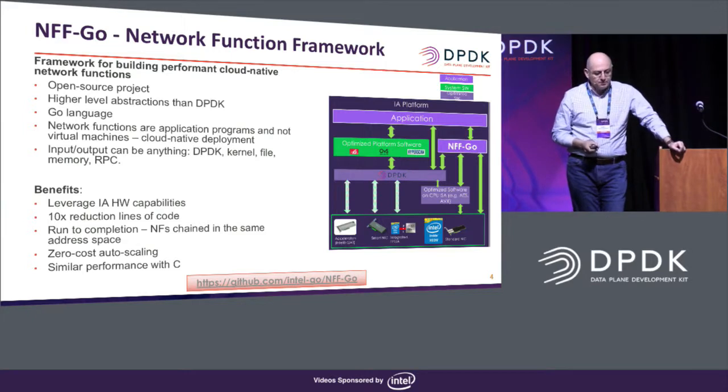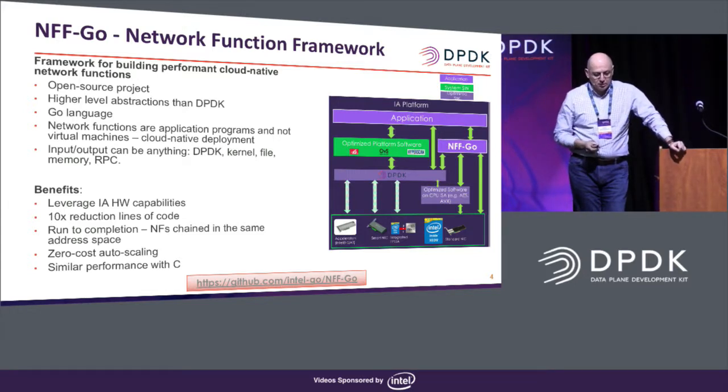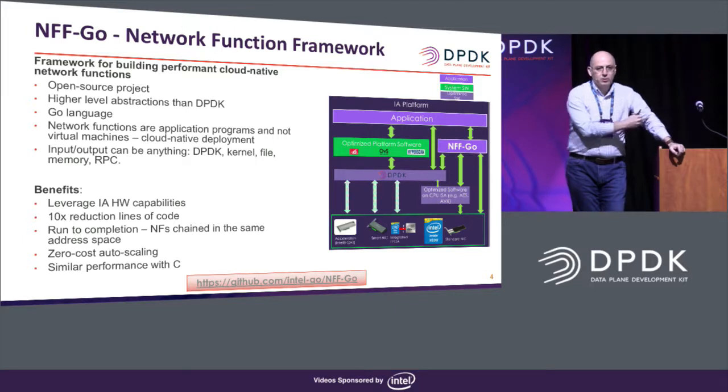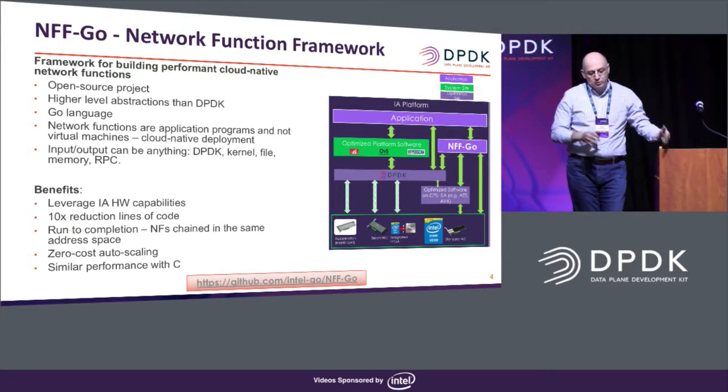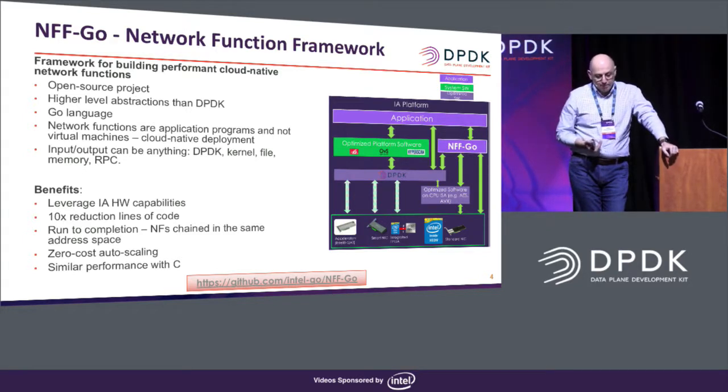It's an inherently open-source project. It resides on GitHub. It provides higher-level application abstractions than DPDK. It's written in the Go language, which is the language of choice for cloud-native infrastructures, software-defined infrastructure, Kubernetes, Docker, everything written in Go. And it changes the view of how you program network functions: instead of a virtualized machine, you program it as an ordinary application which can run everywhere.